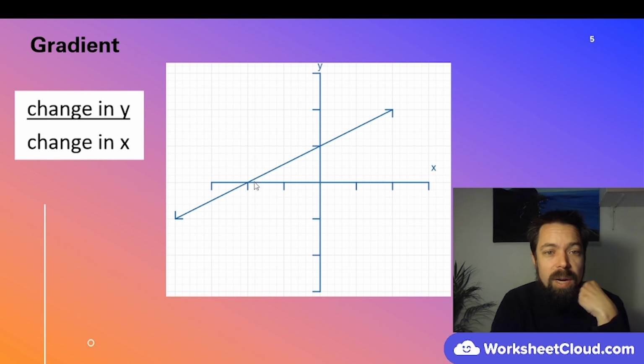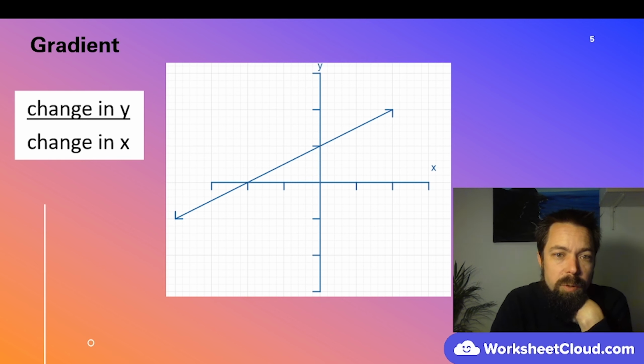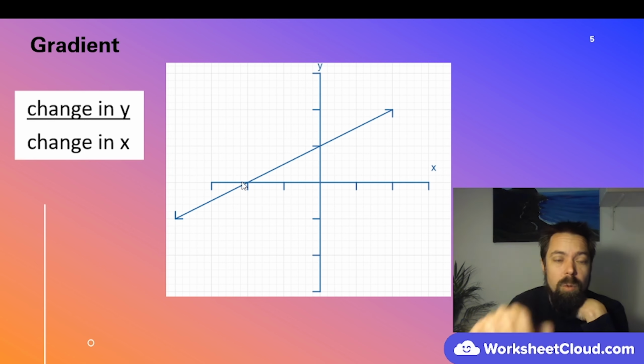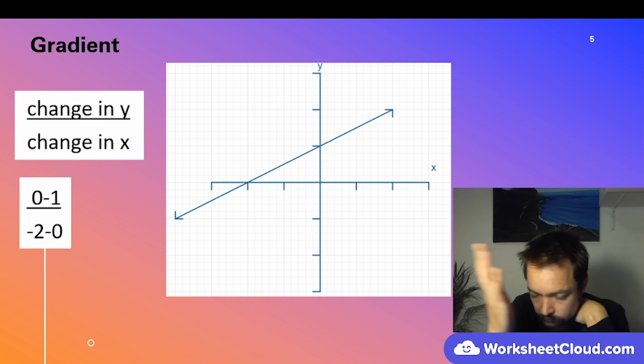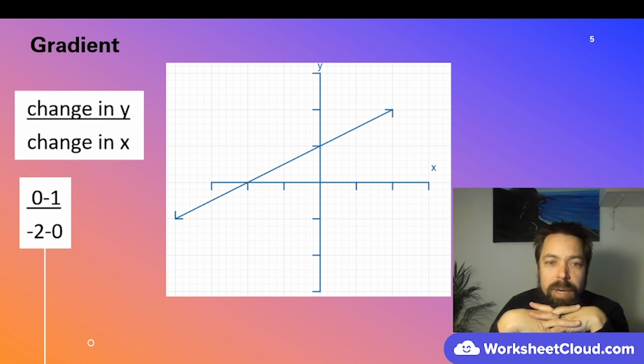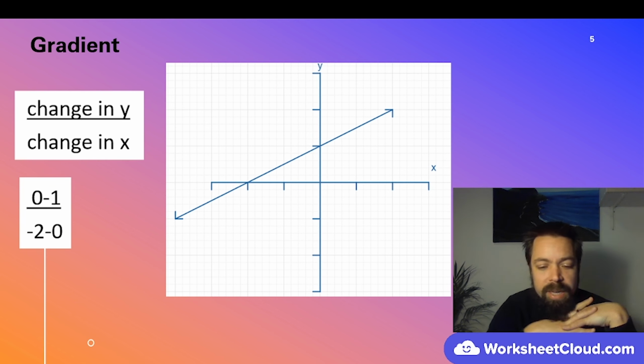So let's see what the y value is here and what the y value is here, and then we'll work out one minus the other. It doesn't matter which way around you go, you are going to get the same answer as long as you go the y value minus the y value, over the x value minus the x value. So as long as you use the points in the same order, you're going to get the same gradient. As a rule, maybe because I'm boring, I always work from left to right like I read.